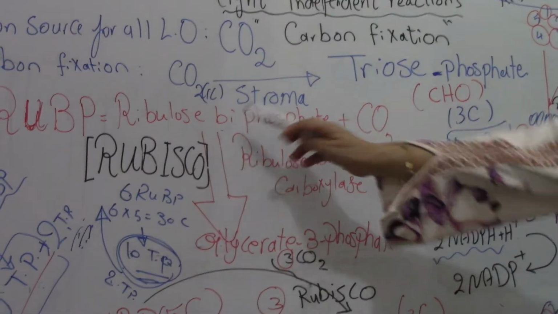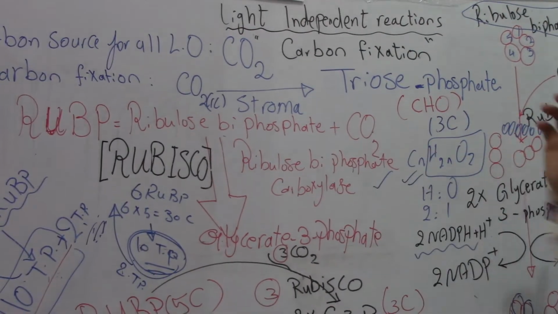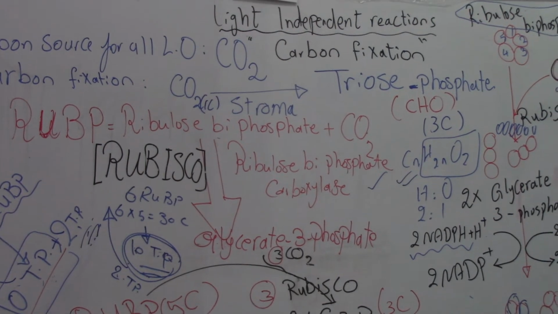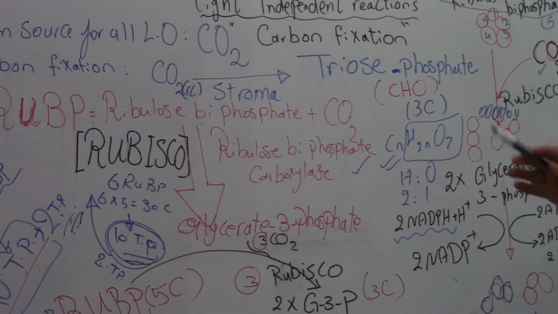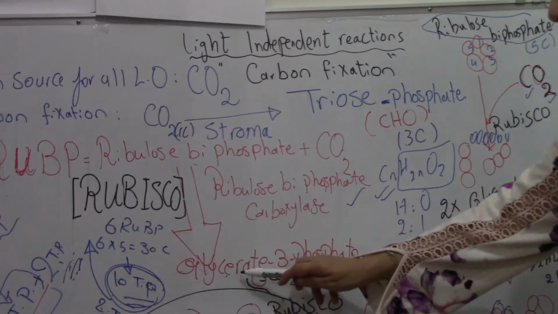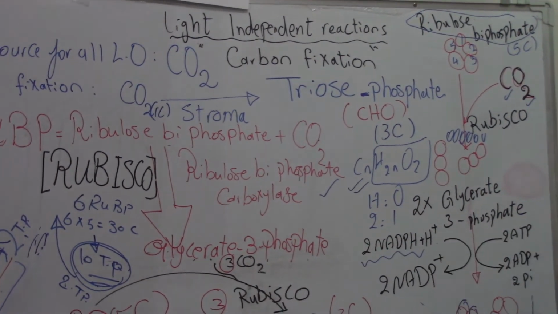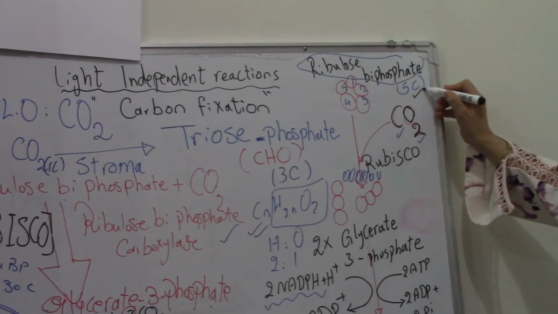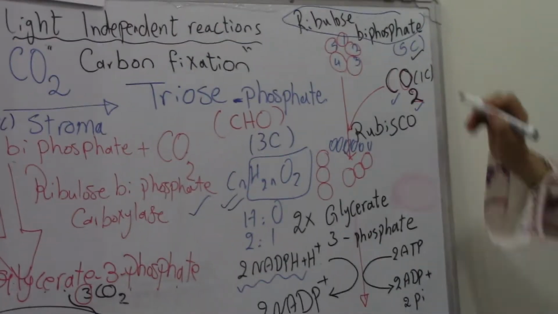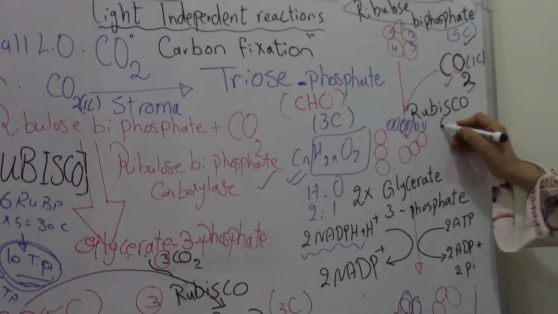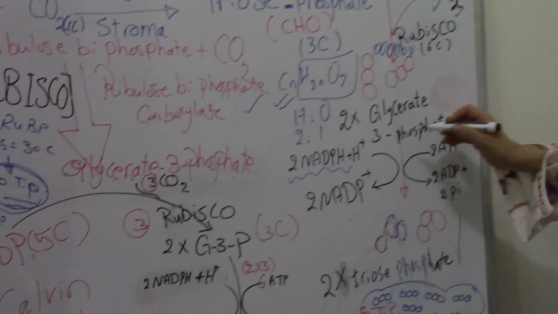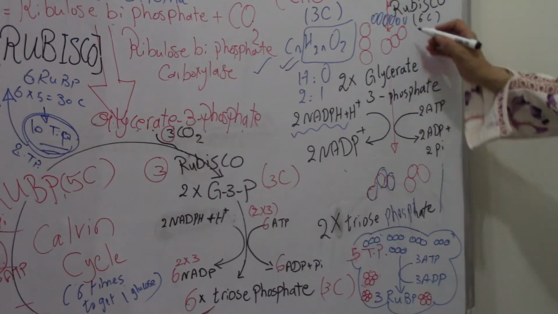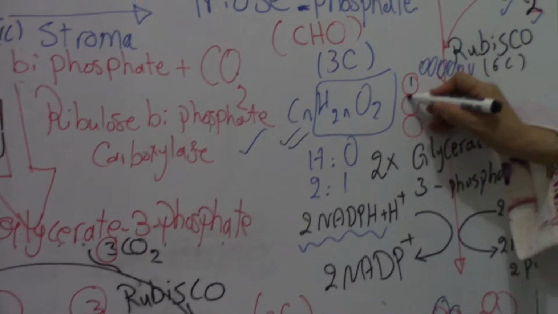Rubisco catalyzes the addition of carbon dioxide to ribulose bisphosphate to form first a 6-carbon molecule which is unstable and quickly splits into 2 molecules of glycerate 3-phosphate. So a 5-carbon sugar plus 1 carbon molecule, which is carbon dioxide, will form a 6-carbon unstable molecule that splits, giving 2 molecules of glycerate 3-phosphate. Each of them has 3 carbon atoms.